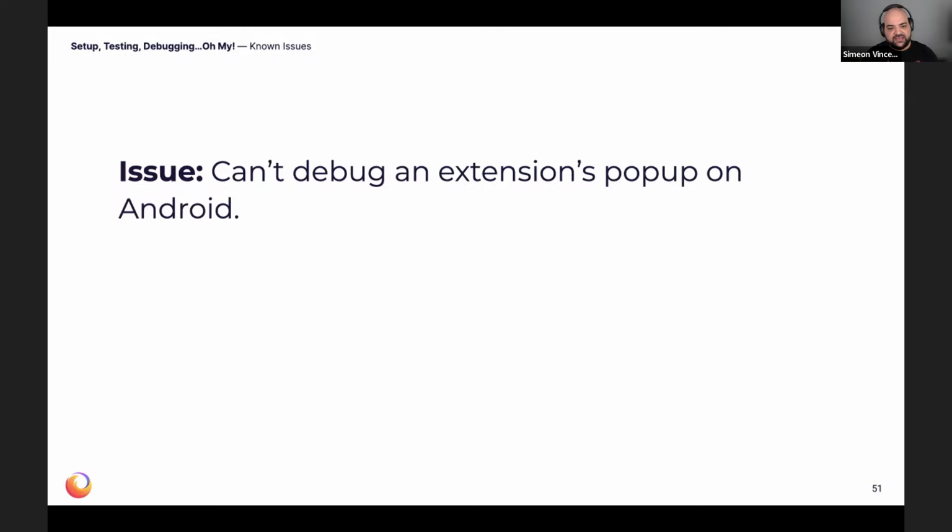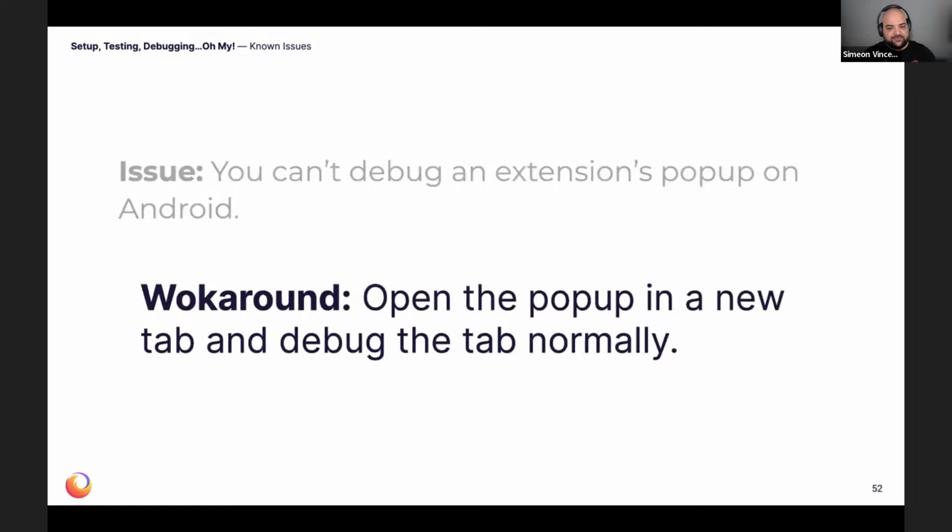One of the current issues that we're aware of is that you can't debug an extension's pop-up on Android. You can view the source files, but breakpoints that you set won't actually be tripped. The workaround for that is to open the pop-up in a new tab and debug it as if it were a normal tab.